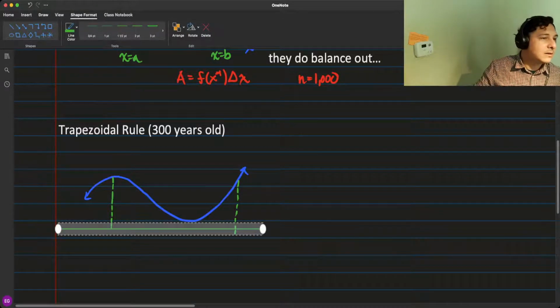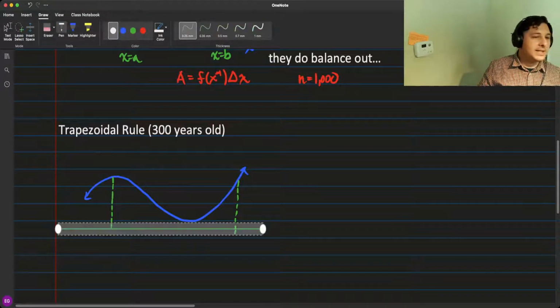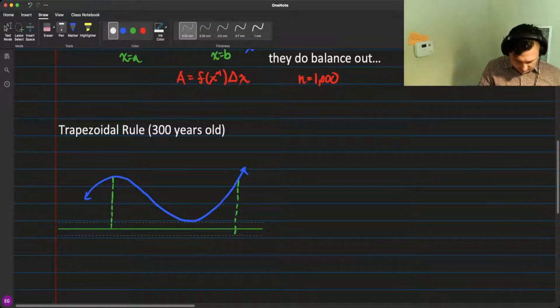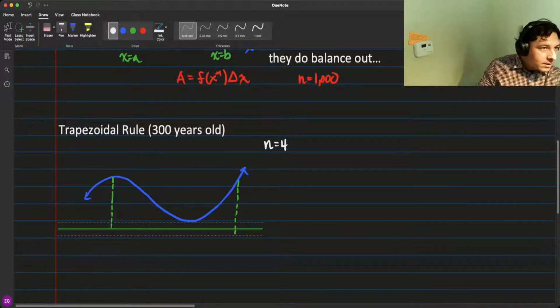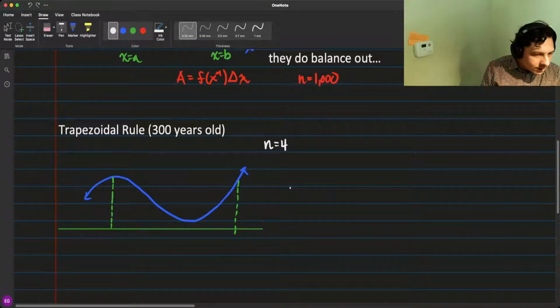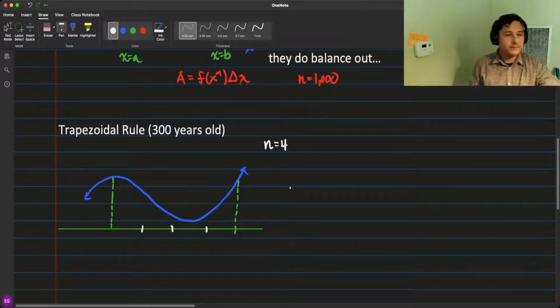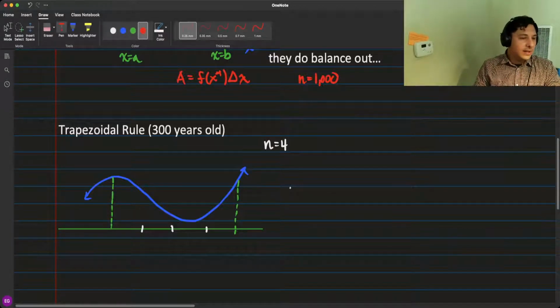Okay, there's your x-axis. Let's say you don't have a lot of computing power available to you and you only want to use N equals 4. So you're going to split it up, say like you need to do this by hand. Well, that is not split up very well. The middle is like right here, right there, right there. Now, if you choose n equals 4, like if you choose a left endpoint, look at what happens.